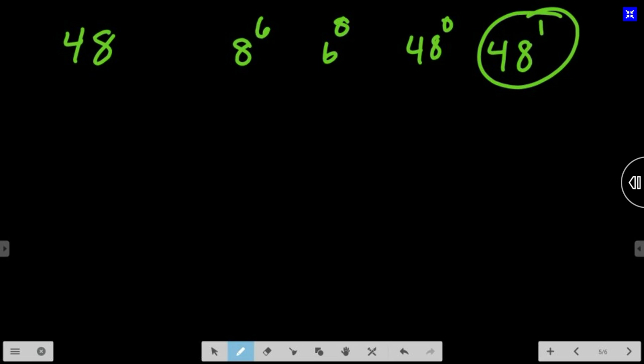Alright, what about 216? Which ones could I throw away? I mean, these are multiple choice. 216 to the 0? Okay, I can throw that one out. What about 21 to the 6th power? Wait, 21 times 21 is 441, right? So that couldn't be that. So those last two I can throw out.